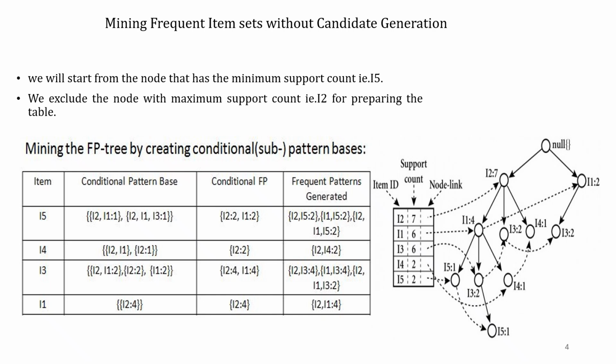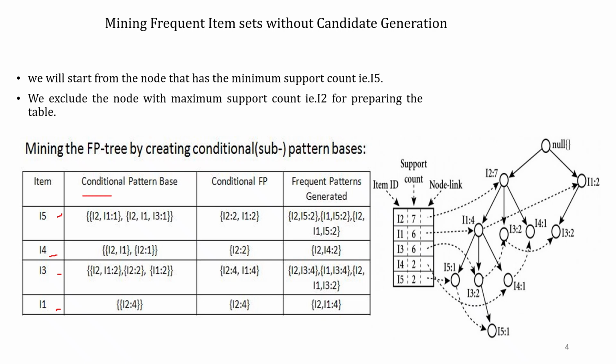I5 means it had traveled from I2, I1 to I5. Then it has also traveled from I2, I1, I3 to I5. So like that, I'm going to navigate. Whereas for I2, we don't have anything to navigate. We have only the root node null, so I'm eliminating this I2. The remaining nodes I have put in descending order: I5, I4, I3 and I1.